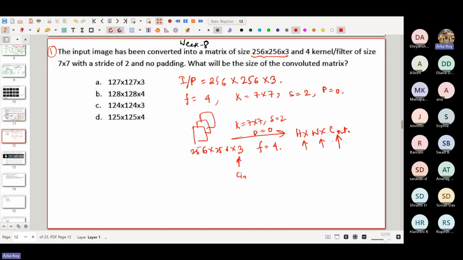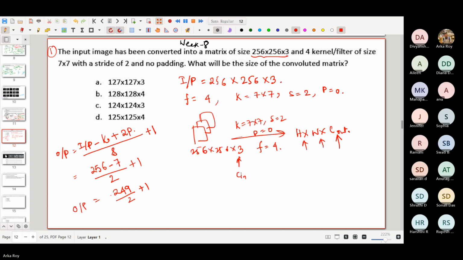Okay, so for height and width, we know the equation. Output is equal to input minus kernel plus 2 into padding, divided by stride, plus 1. But here there is a catch. If I just use this formula, the kernel value is 7 and padding is 0, so I can just omit that. Stride is 2, plus 1, so 249 divided by 2 plus 1. So are we getting any whole number from this particular equation?